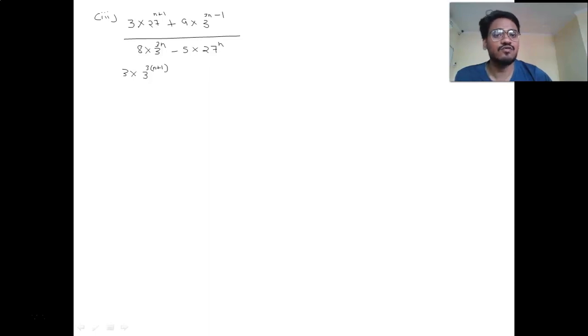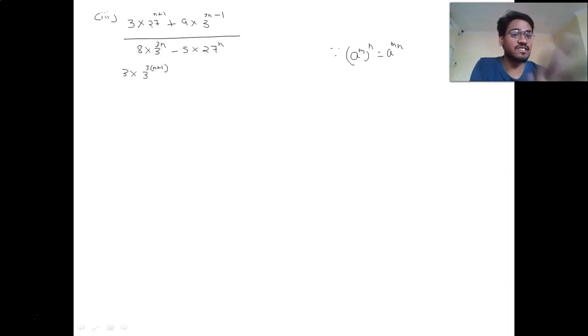See, you know now that a raised to the power m and whole raised to the power n is always a raised to the power mn. We are using the same law here. See, 27 I wrote as 3 cube, and the 3 that was in the exponent is multiplying with n plus 1 by this law of exponent. I guess no problem here.